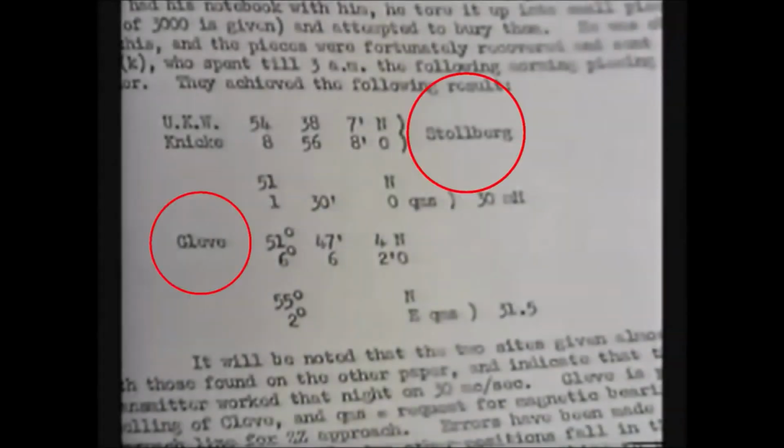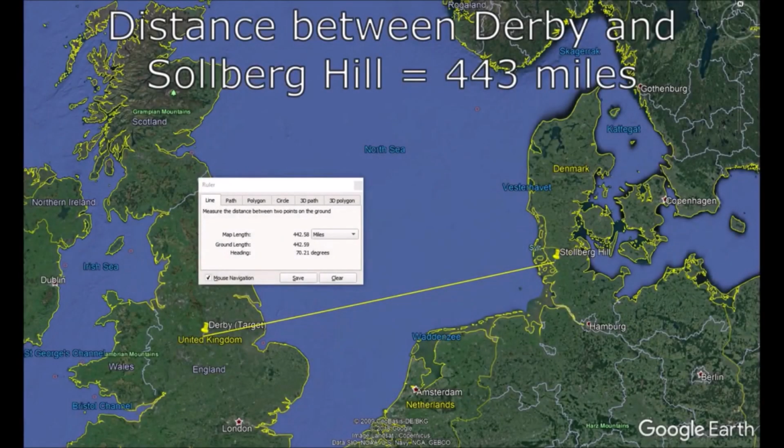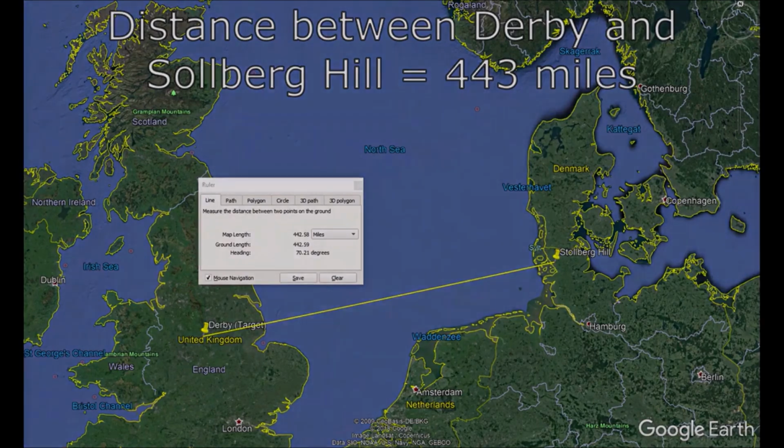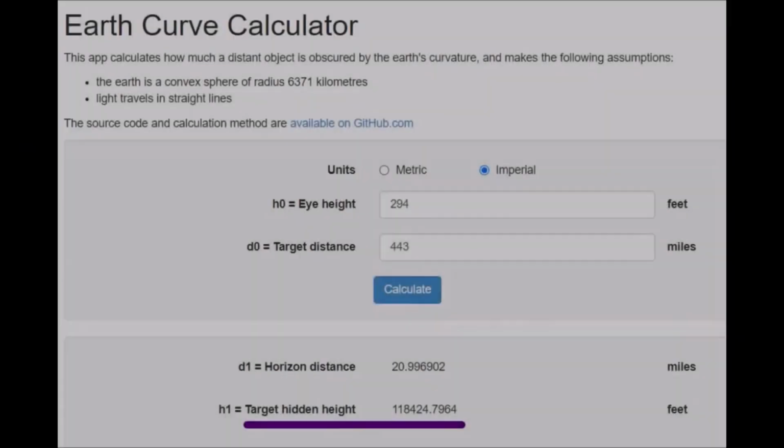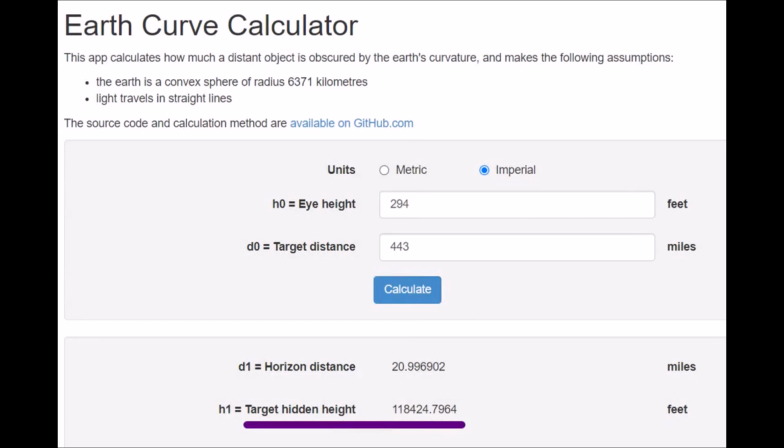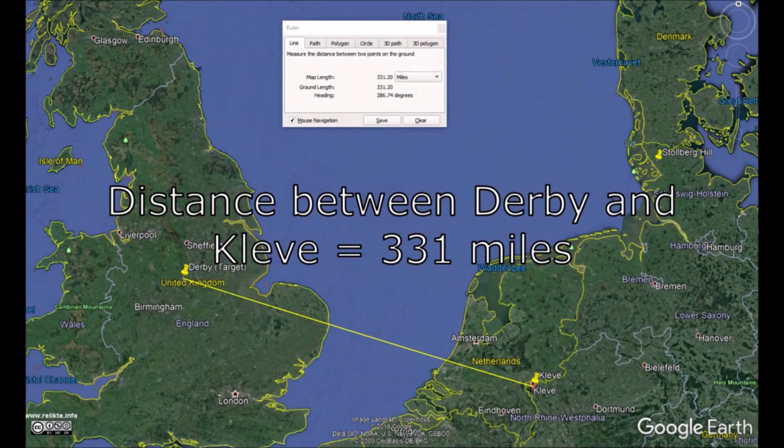The first of these Knickebein transmitters was set up on Stolberg Hill near Denmark. Another transmitter was set up at Kleve in western Germany. Stolberg Hill was located 443 miles away from Derby, England. The hill was only 142 feet high, and the transmitter was 152 feet high for a combined height of 294 feet. Based on the globe math, the Earth's curvature would hide 118,425 feet.